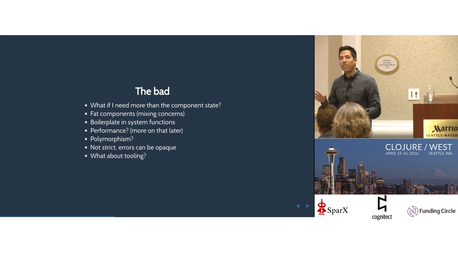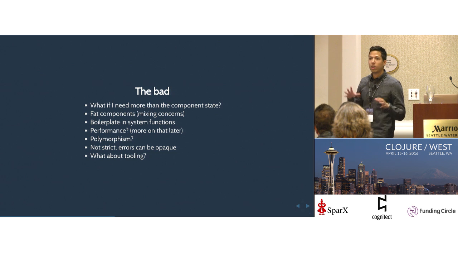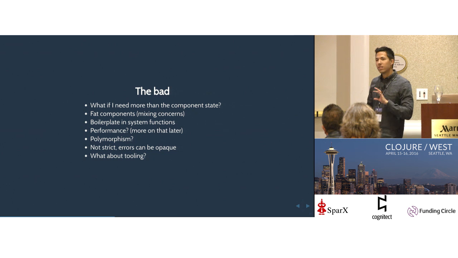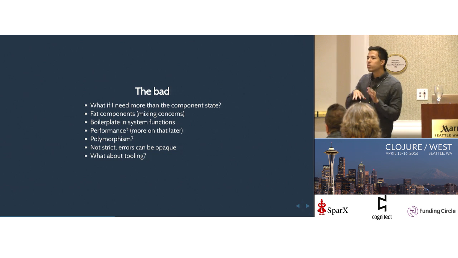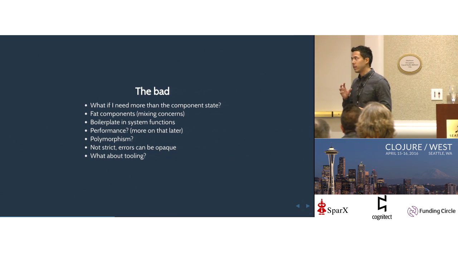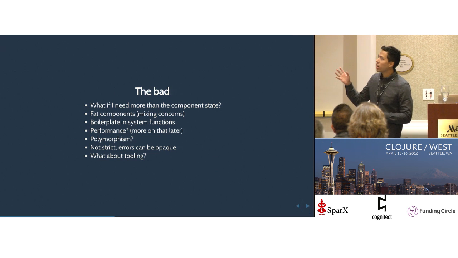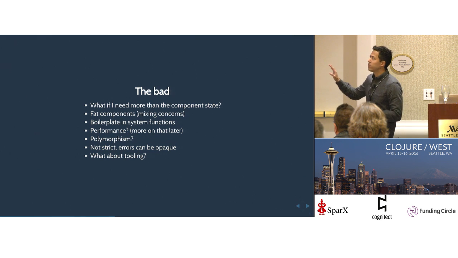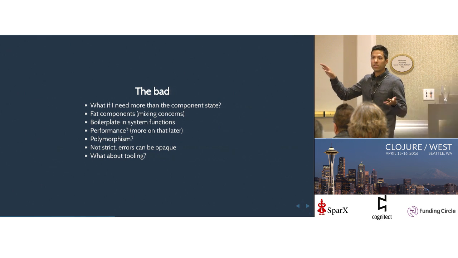And that could lead to some bad things like fat components. You guys have heard of things like a God object or a blob object before, where it has knowledge about all of these different things, and it doesn't separate concerns, and it becomes really brittle and hard to change. We didn't talk about performance or polymorphism yet, or tooling. Those are things we're going to have to address too. And one thing for those who are looking at the system functions, they can actually seem really boilerplatey, right?